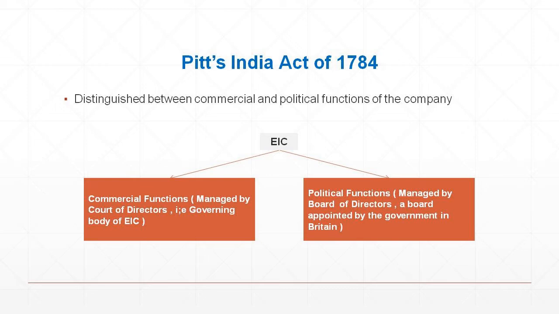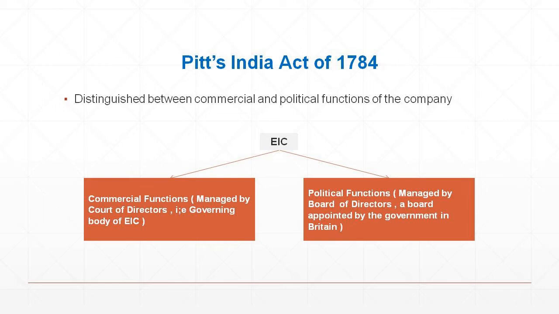Pitt's India Act was passed in 1784. The features of this act were as follows: it distinguished between the commercial and political functions of the company. Now, this company, which came to India as a trading company, gained some territorial control and rights to collect taxes and revenue. So it also had political functions, like administering the law and deciding on the taxation rate. These are two different functions. One is to operate as a company, and the other is to operate as the ruler, what we call a political function.